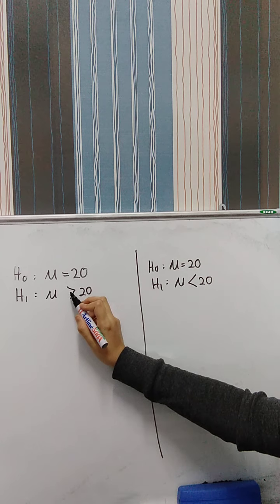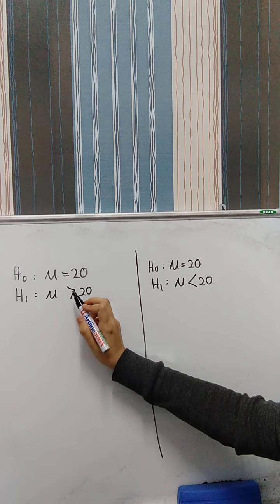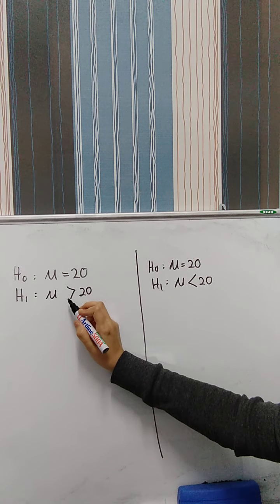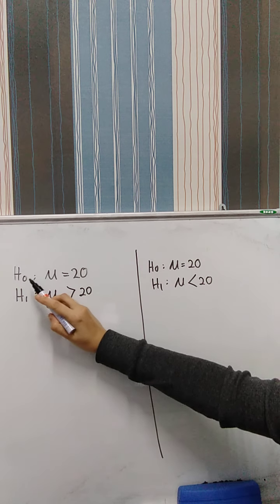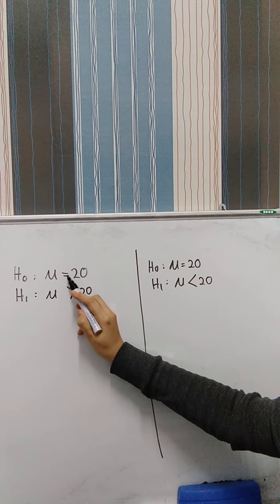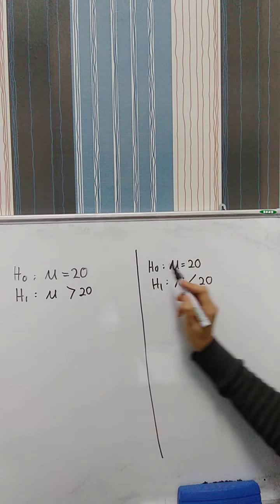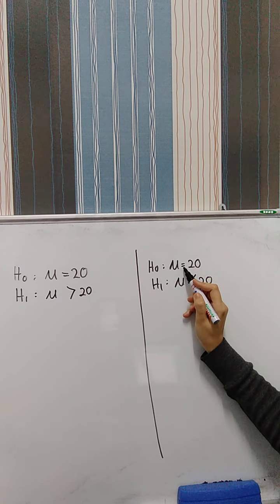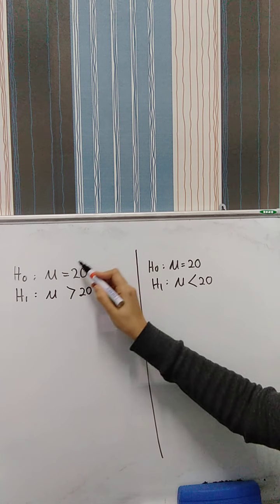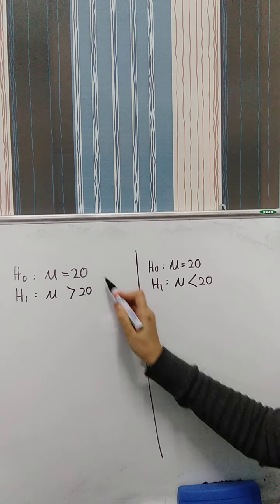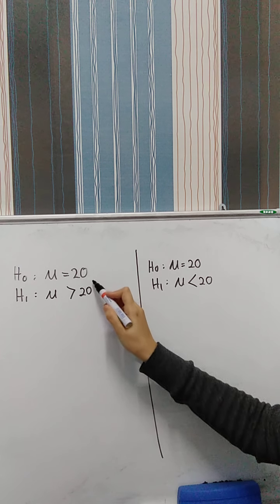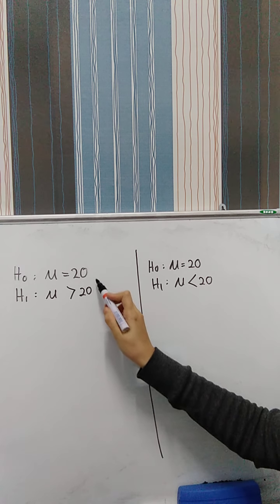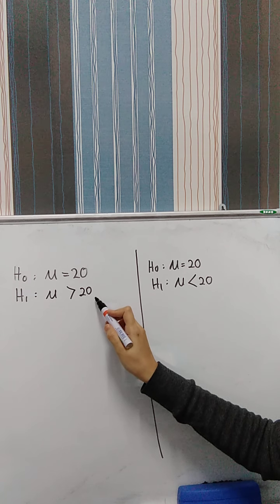When to use more than or less than, you may refer to the question. But for H0, the equal symbol must be used. This value of 20 is just an example for you; it depends on your question also.